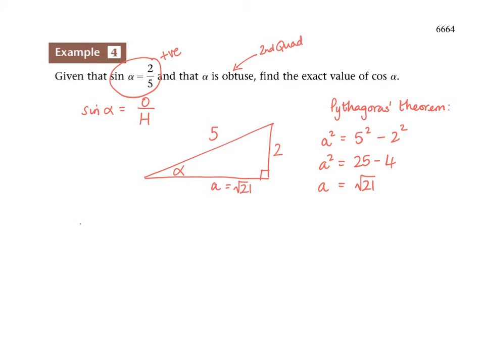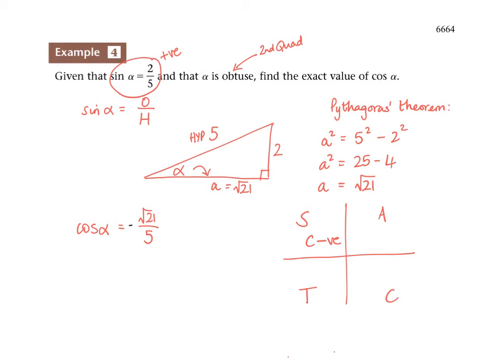So from this we can get the cos of alpha, which is equal to the adjacent over the hypotenuse. So that's equal to root 21 over 5. But because it's in the second quadrant, sine's positive, but tan and cos are negative. That means that cos is negative in the second quadrant, so we must give this a negative sign. So it's negative root 21 over 5.